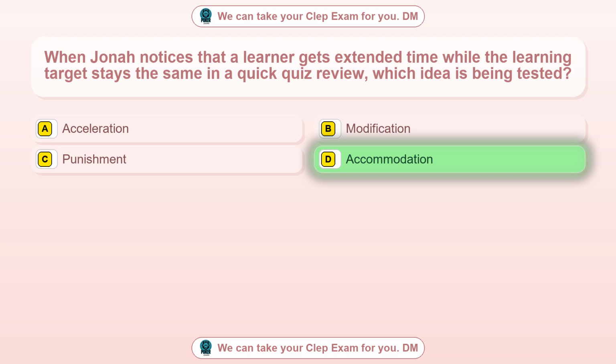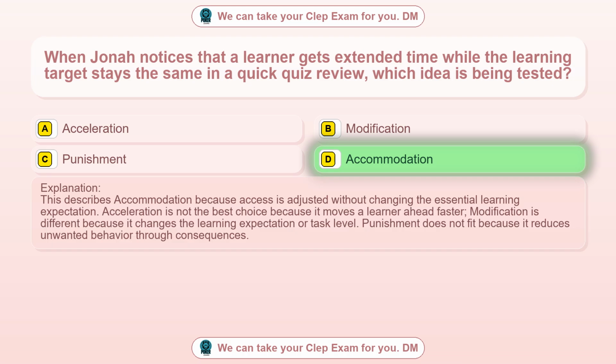Accommodation. This describes accommodation because access is adjusted without changing the essential learning expectation. Acceleration is not the best choice because it moves a learner ahead faster. Modification is different because it changes the learning expectation or task level. Punishment does not fit because it reduces unwanted behavior through consequences.